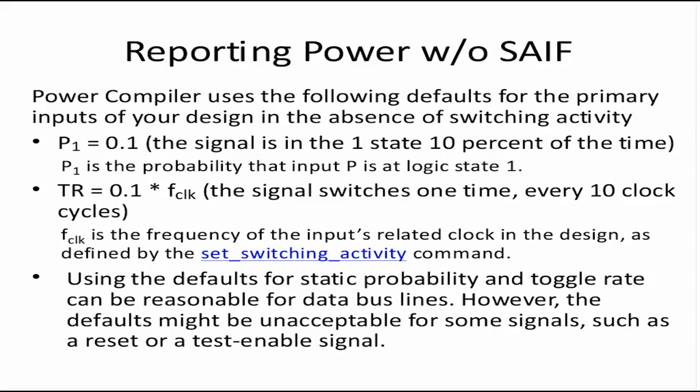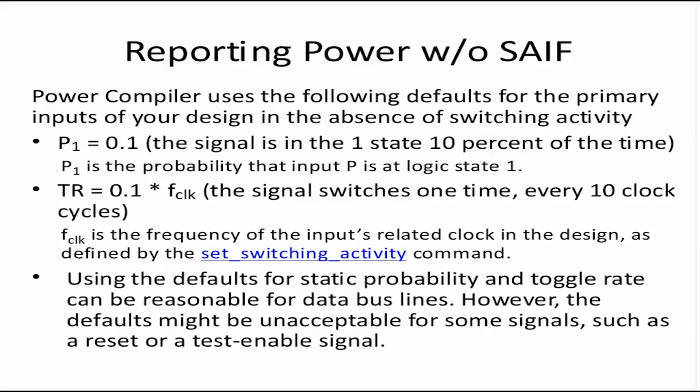Although there is an option by which you can control it, you can say that okay, assume that all the nets will work at maximum frequency and so on. So CLK is the frequency of the input's related clock. The command to apply these things is called set_switching_activity. You can use this command to give some default activity values.